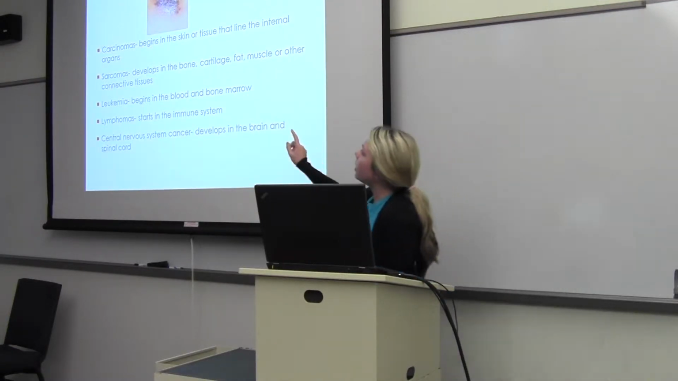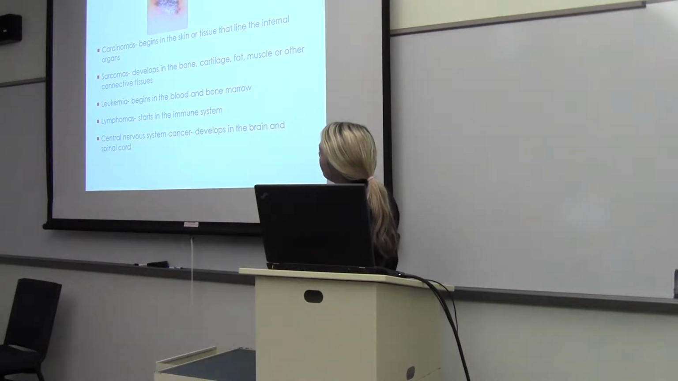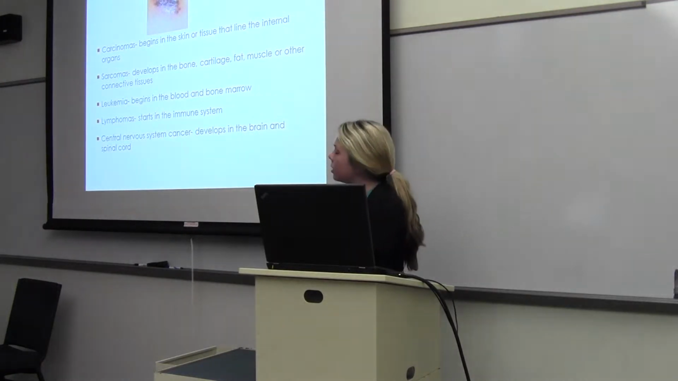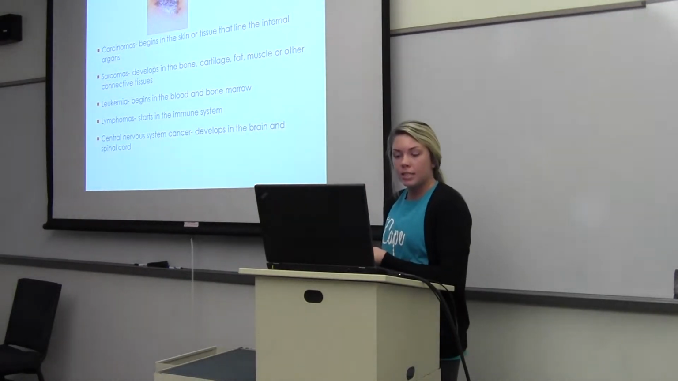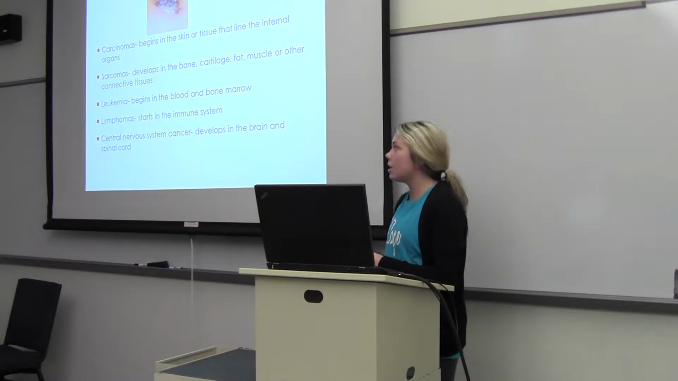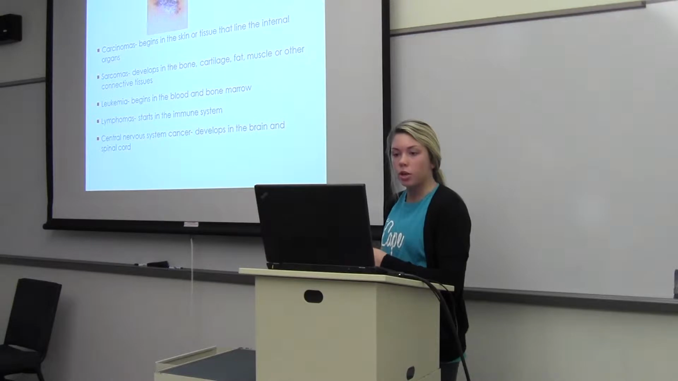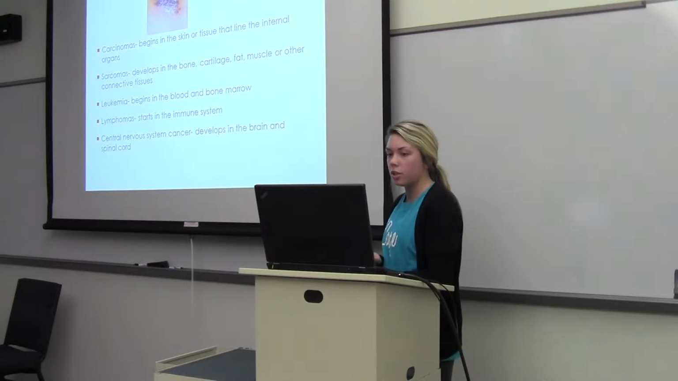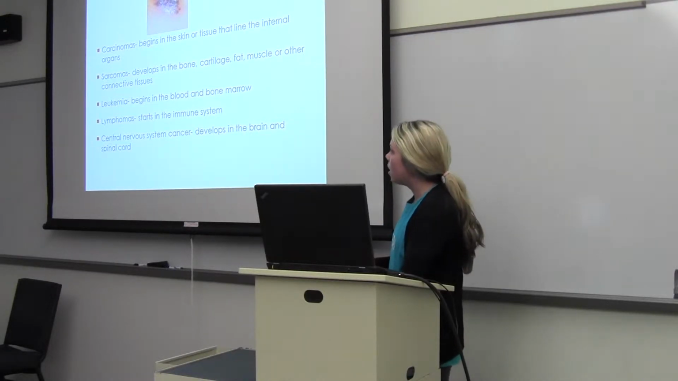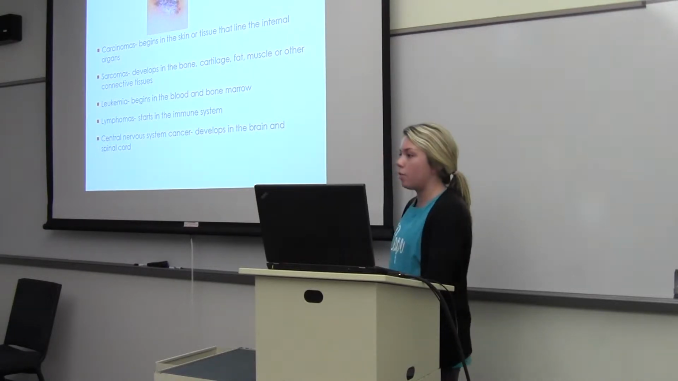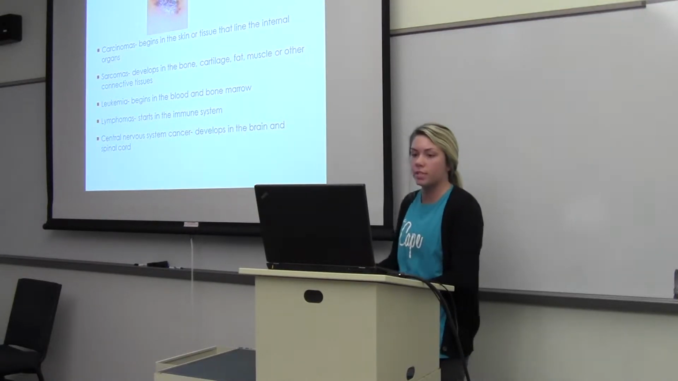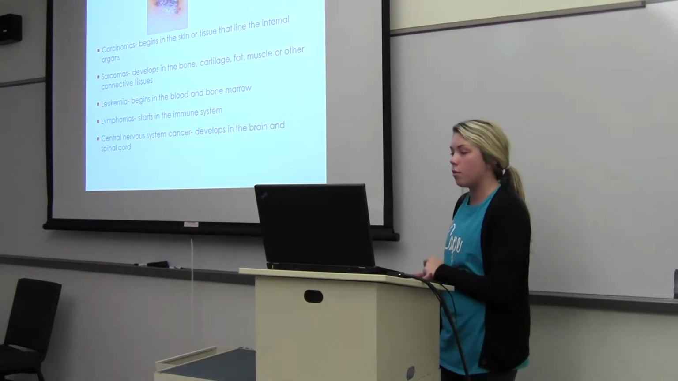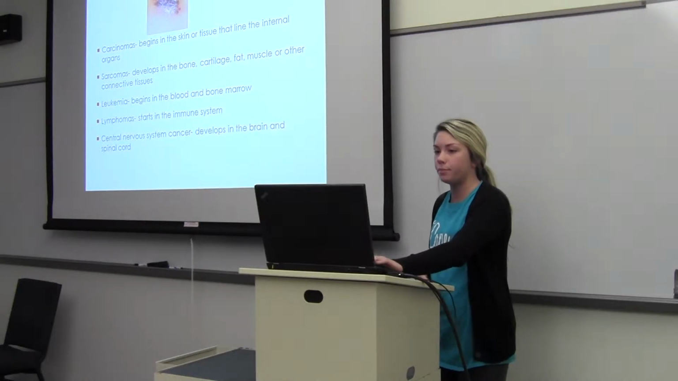Okay, that picture up there is skin cancer. The 5 main categories: the first one is carcinomas. It begins in the skin or tissue that lines the internal organs. The next one is sarcomas. It develops in the bones, cartilage, fat, muscles, or other connective tissue. Leukemia begins in the blood or the bone marrow. Lymphomas start in the immune system, and central nervous system cancer develops in the brain or the spinal cord.